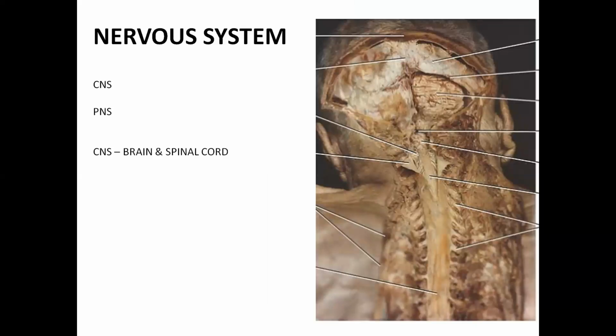In general anatomy, you'd have learned that the nervous system is broadly classified into central nervous system and peripheral nervous system. The central nervous system includes the brain and spinal cord. The brain that you see here is located and well protected within the cranial cavity. The spinal cord is located within the vertebral canal.